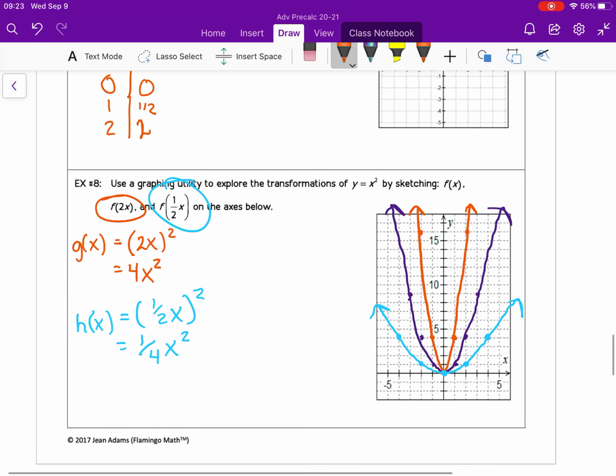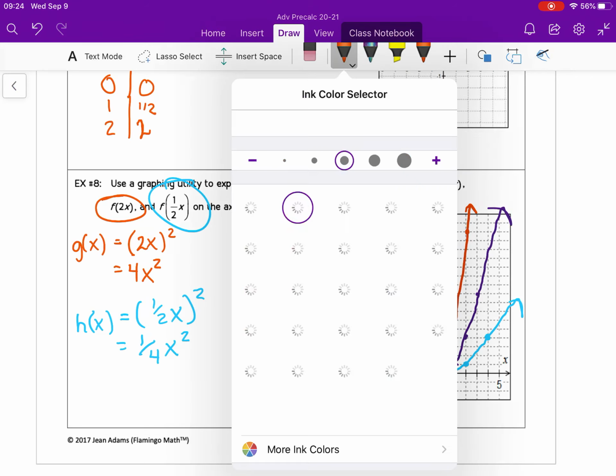What about if the number is on the inside? So for the orange one here, f of 2x, where there was an x, I replaced it with 2x and then squared the entire thing. So I got 4x squared. Did the same thing for the blue one, so I got 1/4 x squared. To graph without a calculator, I kind of did the same thing here. I used these numbers to get, let's see, 2 squared is 4 times 4 is 16. 1 squared is 1 times 4 is 4. This is still 0. And then it's a parabola, so the other side has to look the same.